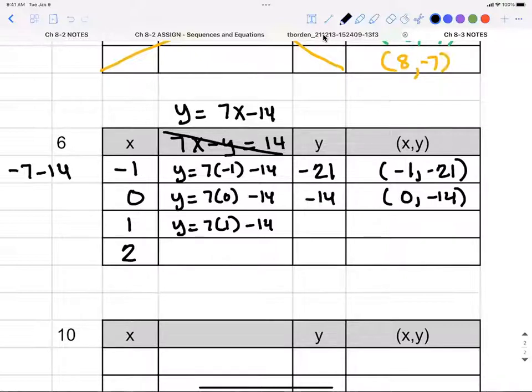All right, so in this next one, I'm inputting a 1. So 7 times 1 is 7, and 7 minus 14 is negative 7. So 1, negative 7 is that point. And then y equals 7 times 2 minus 14. Well, 7 times 2 is 14, and 14 minus 14 is 0.